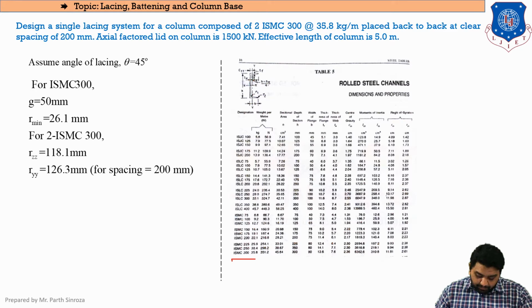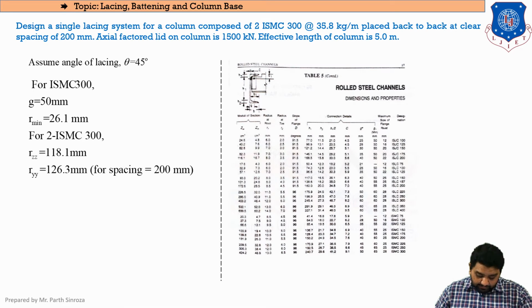The first quantity will be the minimum radius of gyration. As you can see here, rzz and ryy values are mentioned. So out of these two cases, the minimum radius of gyration is 26.1 mm. And the next thing that we will be requiring is given on the next page, that is page number 17, in the continuation: the value of G star.